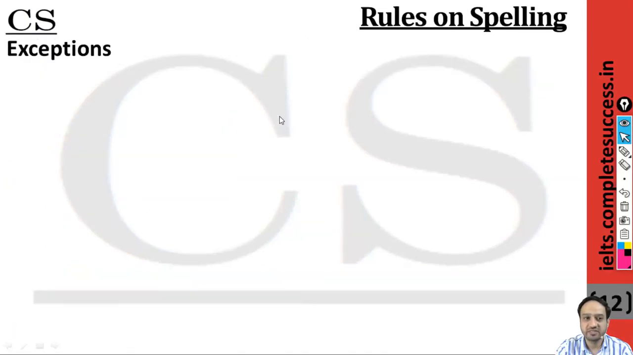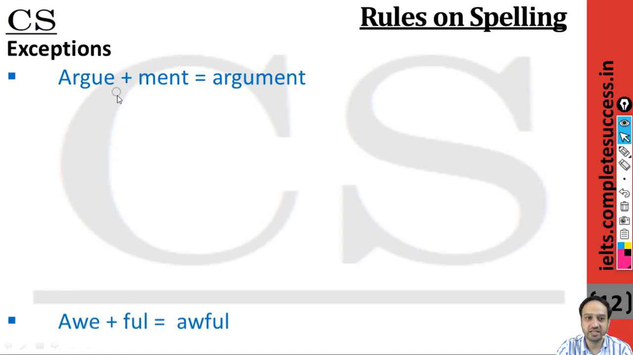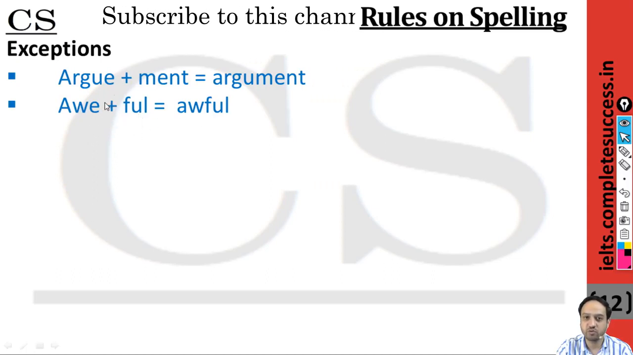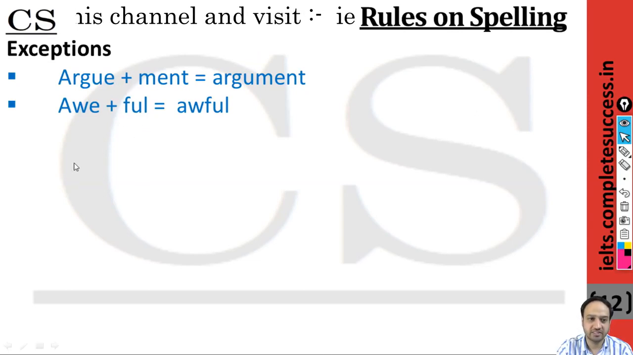There are two exceptions to this section. First is argue plus ment, argument. In this case we drop the letter e. And awe plus ful, awful. Again we have dropped the letter e. You can remember these two exceptions by heart.